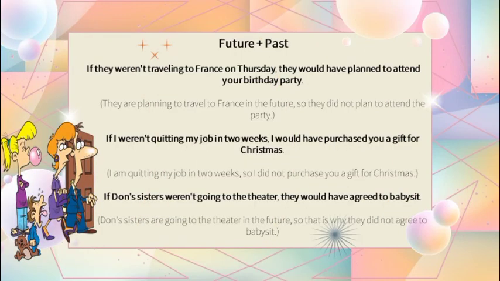The examples of future plus past are, if they weren't traveling to Paris on Thursday, they would have planned to attend your birthday party. If I weren't quitting my job in 2 weeks, I would have purchased you a gift for Christmas. If Don's sisters weren't going to the theater, they would have agreed to babysit.